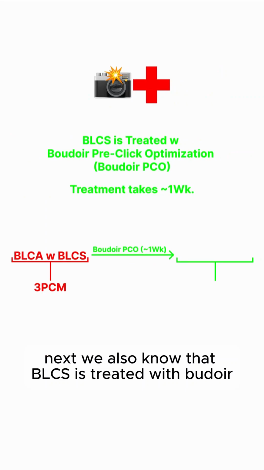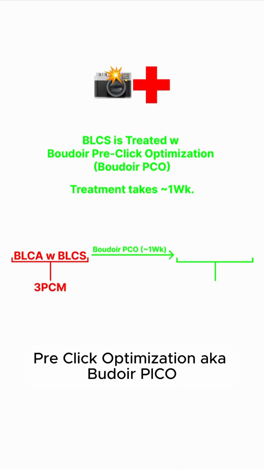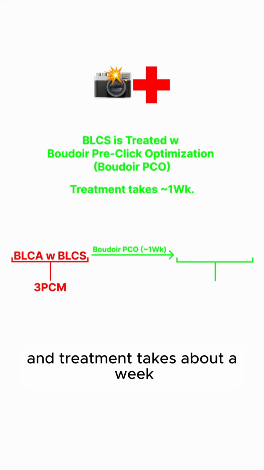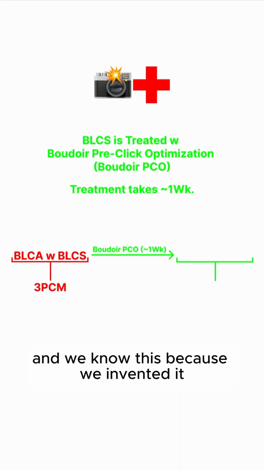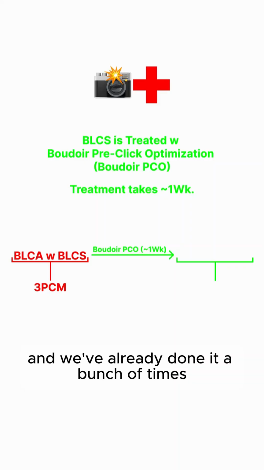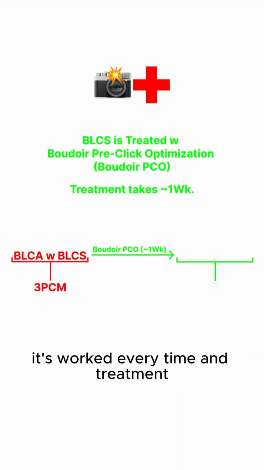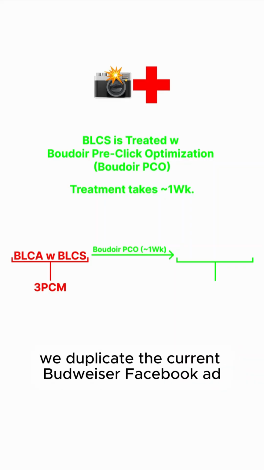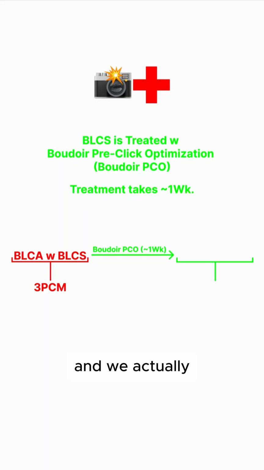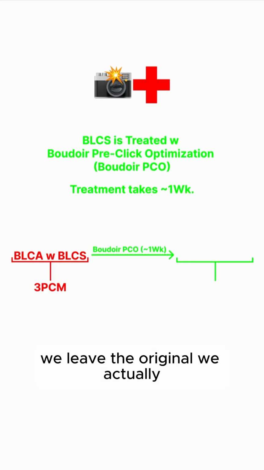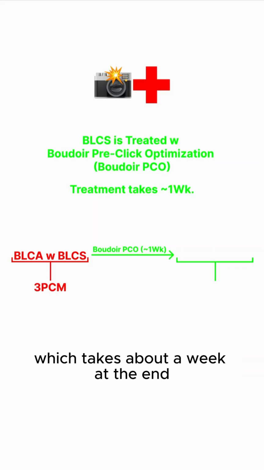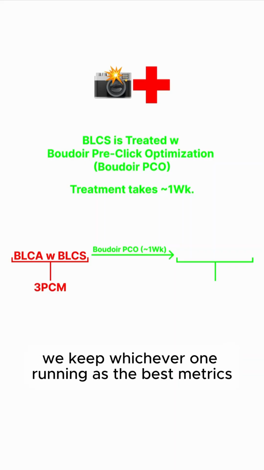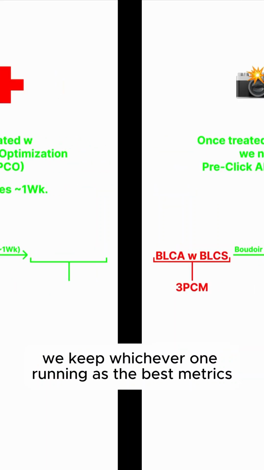Next, we also know that BLCS is treated with Boudoir pre-click optimization, aka Boudoir Pico, and treatment takes about a week. And we know this because we invented it and we've already done it a bunch of times. It's worked every time. And the way treatment works is we duplicate the current Boudoir Facebook ad, and we leave the original and we actually do Boudoir Pico treatment on the duplicated ad, which takes about a week. At the end, we keep whichever one has the best metrics.